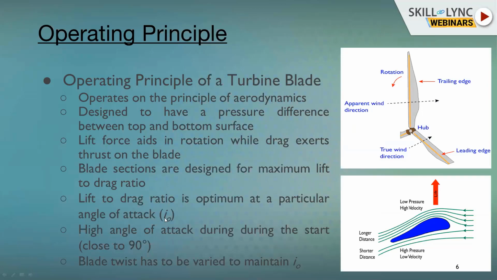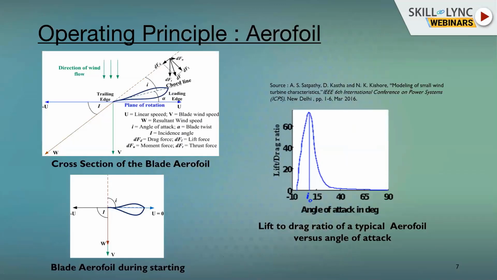But what is the main challenge? The main challenge is during the starting part. At the start, u is 0 because the blade has not rotated. Only the v component is there, so w will be close to the v component. That means capital I is almost equal to 90 degrees, and small i is also equal to 90 degrees.